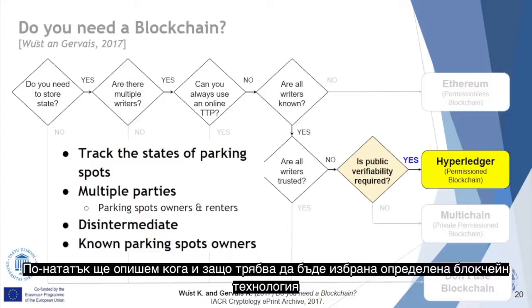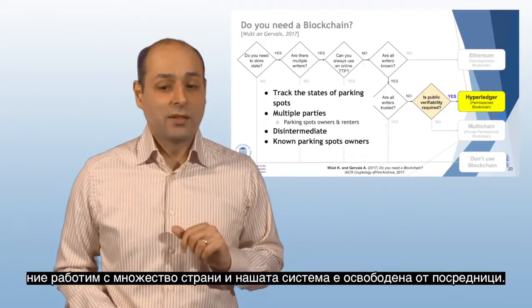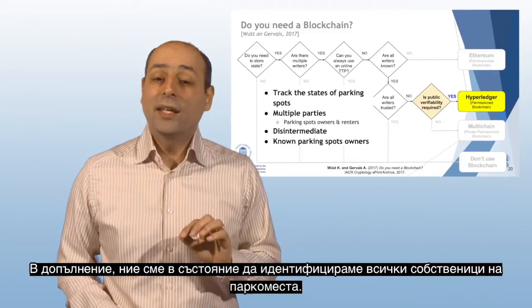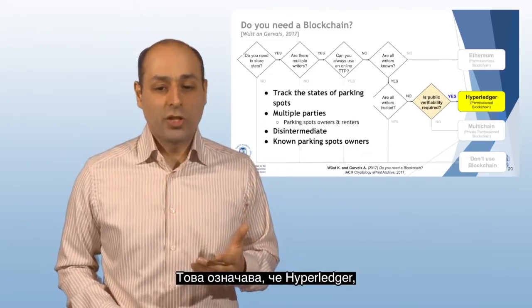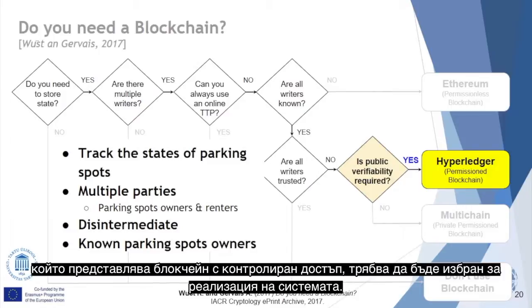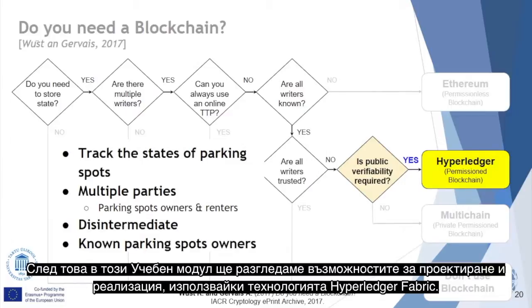Further, we will describe when and why certain blockchain technology should be selected. For example, in the case of the parking DApp, we need to track the states of the parking spots. We deal with multiple parties, and our system is intermediate. In addition, we are able to identify all the parking spot owners. This means that the Hyperledger, which is permissioned blockchain, should be selected for the system implementation. Next, in this learning unit, we will explore design and implementation capabilities using the Hyperledger Fabric technology.